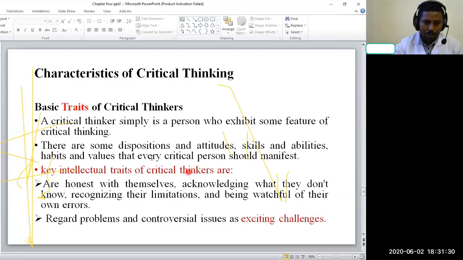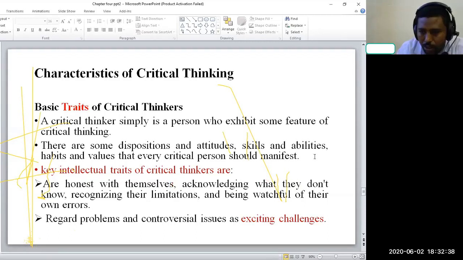Among those intellectual traits of critical thinkers, let's look at some. Critical thinkers are honest with themselves. They don't want to pretend and cheat themselves. There are individuals who cannot reconcile with themselves. They are in conflict with themselves. They are not honest with themselves. They try to pretend false things are true, which will become a habit and which will finally eliminate a person altogether. So critical thinkers are honest. They don't pretend, they don't cheat themselves.